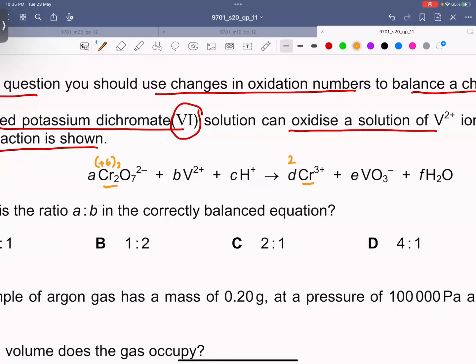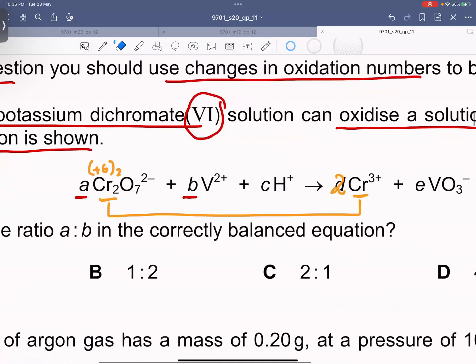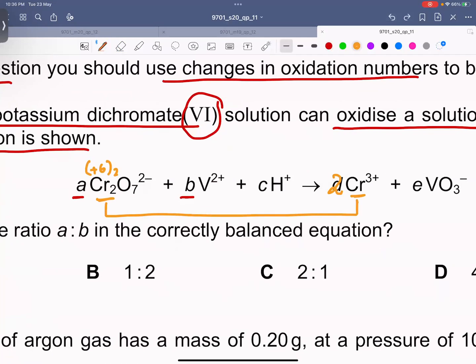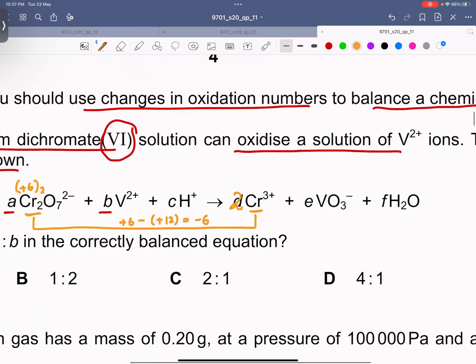So in oxidation number over here, what you have to find? Okay, what is the ratio of A to B? We have to figure out the value of A and B or their simplest ratio. So if I mark 2 chromium over here, the final oxidation number of the 2 chromiums is positive 6 minus positive 12. So the change in oxidation number between the chromium before the reaction and after the reaction is -6. Is this understandable to everyone? Yes, please. Is this part clear?